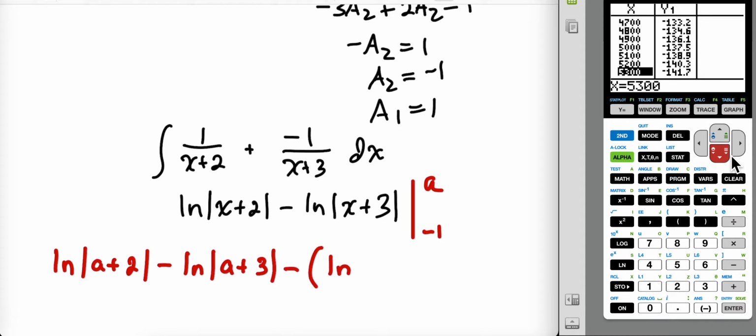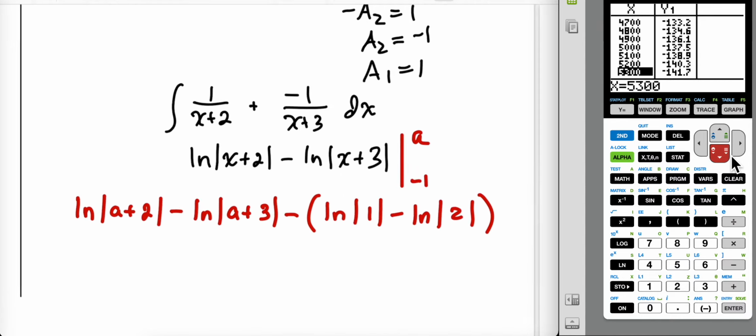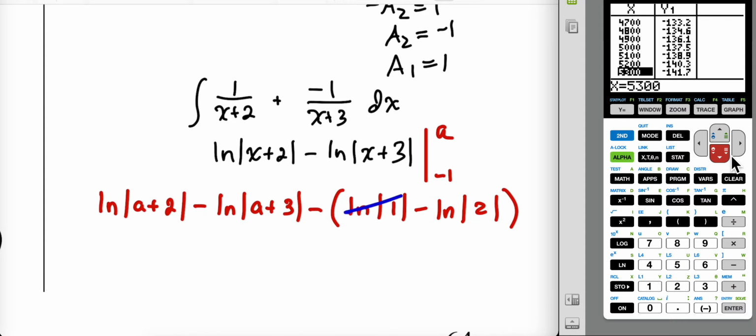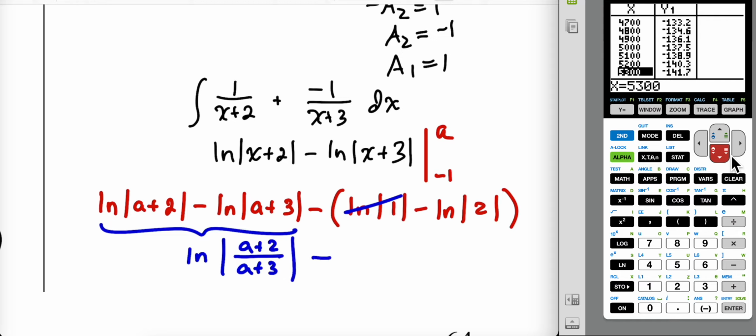minus ln of -1 plus 2, which is going to be a 1, minus ln of negative 1 plus 3, which is going to be a 2. Natural log of 1 goes to 0. We can make some fractions out of this, kind of clean it up a little bit. So I can make this part ln of (a plus 2) over (a plus 3) minus a negative, so plus ln of 2.